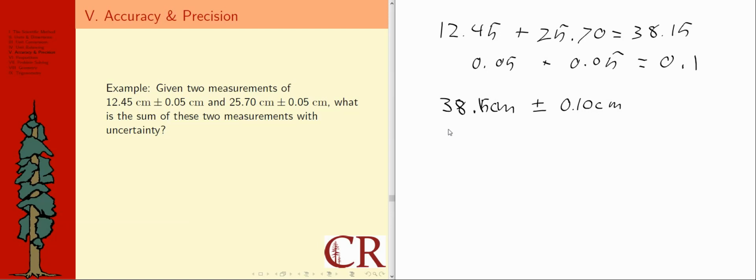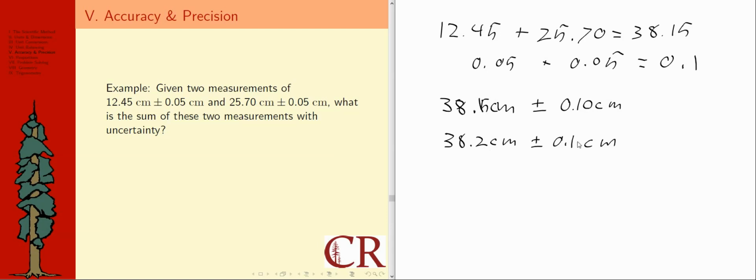So this would be one option, but if somebody else said, I just want to go with a 1 sig fig error, then you'd have to round off the 38.15 centimeters to 38.2 centimeters, plus or minus 0.1. So whatever choice you make, if one is rounded at the hundredths place, the other rounded at the tenths place, it has to be consistent.